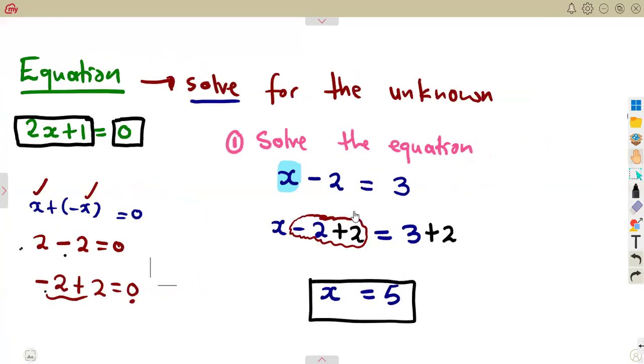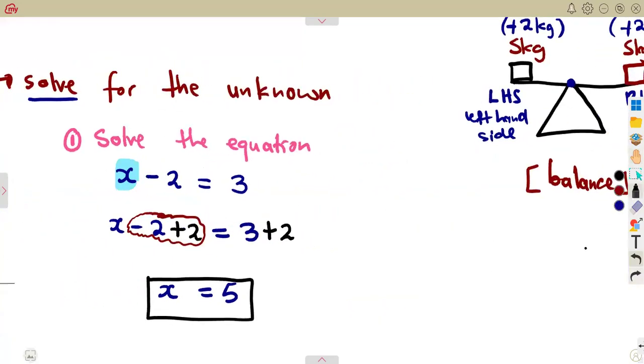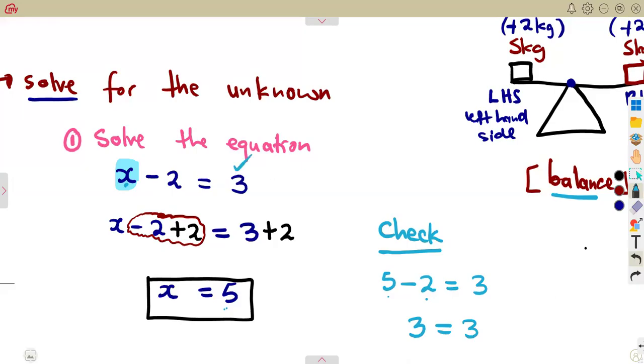So let's check, is this going to balance? Because like I said, it must balance. So that is where you have to check. Where x is 5, we are going to substitute a 5 in place of x. So that is 5 minus 2. Is it equal to 3? All right, 5 minus 2, that's a 3. Exactly equal to the 3 that we have on the right-hand side. So as we can see, this is equal. So this value is correct. It's very, very true.